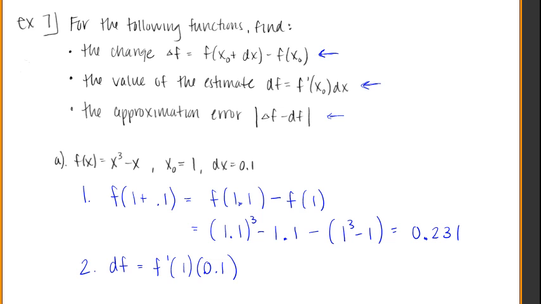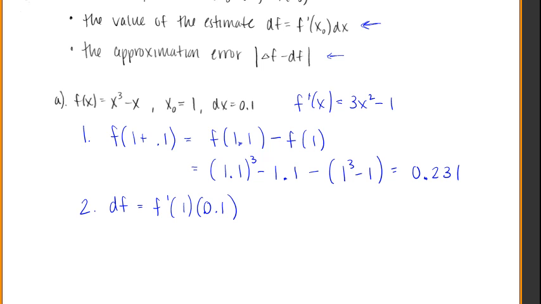Okay, so now let's go back up into here. So we want to evaluate the derivative at our x naught, which is just 1, and then multiply it by the change in x, which is going to be 0.1. I want to say 0.01, but yeah, 0.1. Okay, we need to take the derivative. So the derivative of our function, f prime of x, is going to be 3x squared minus 1.